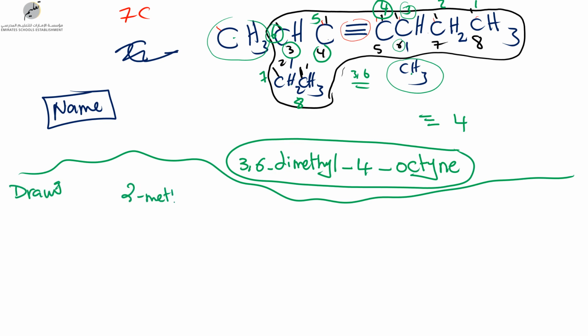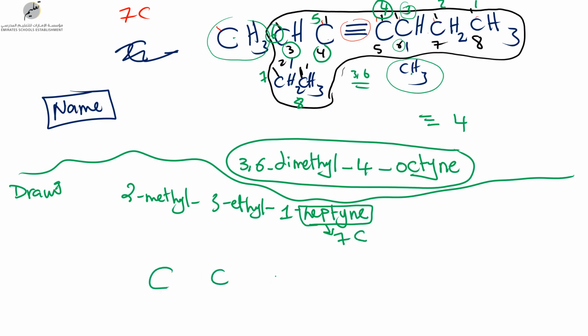Now, if they ask you to draw 2 methyl 3 ethyl 1 heptine, the first thing that you need to do is come here, look at heptine. How many carbons are here? Hept, 7 carbons, right? So draw 7 carbons. 1, 2, 3, 4, 5, 6, 7.